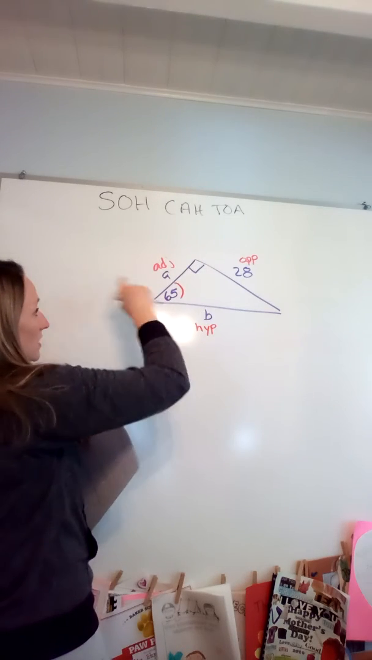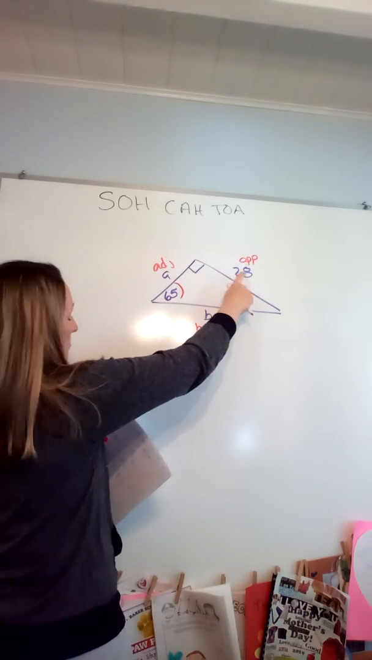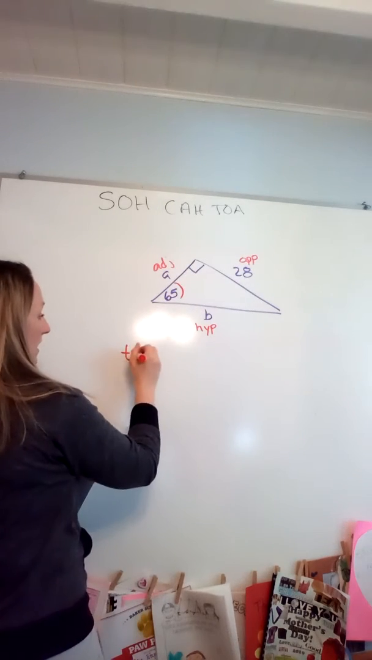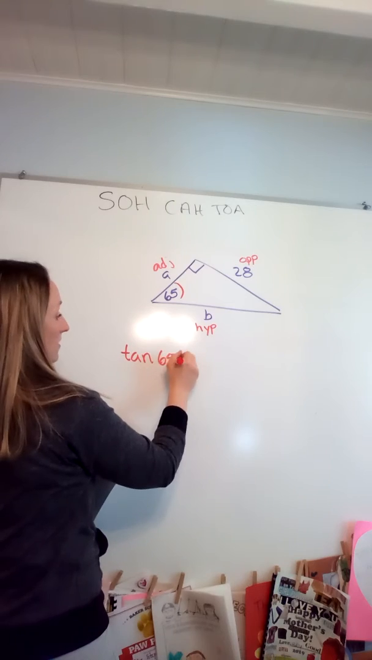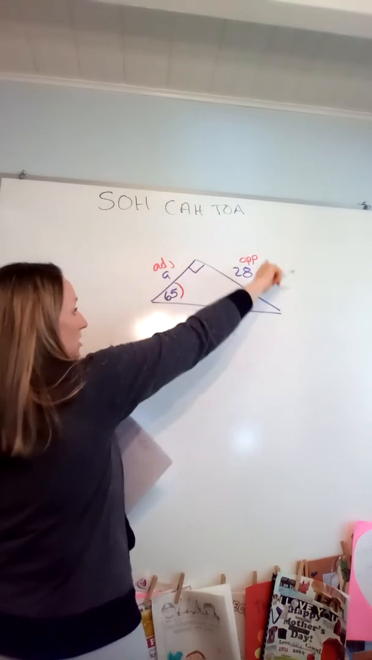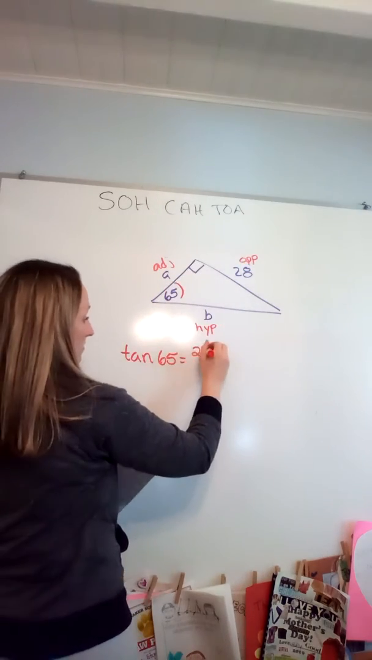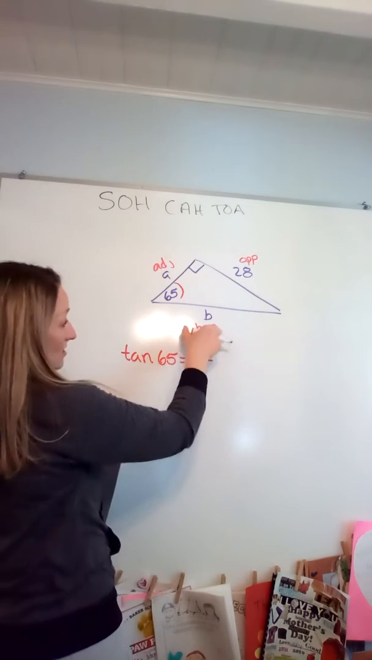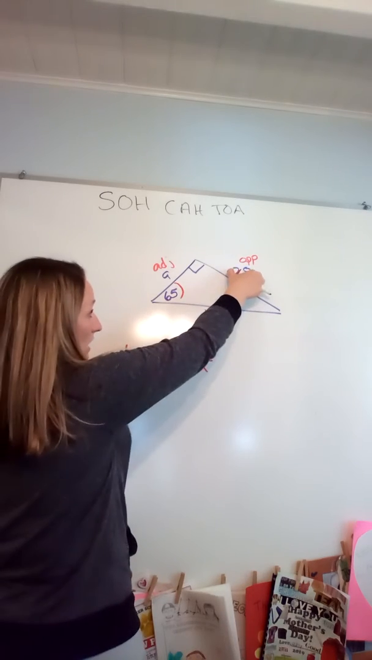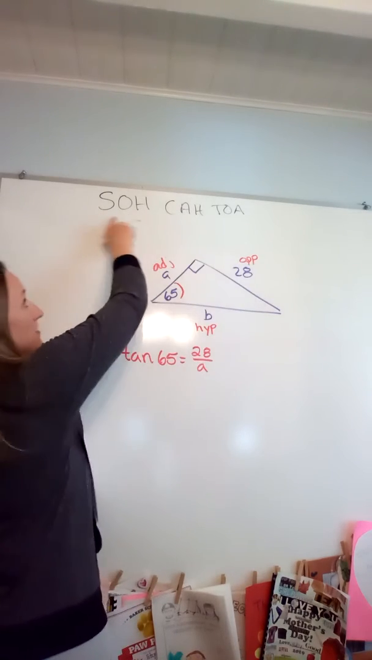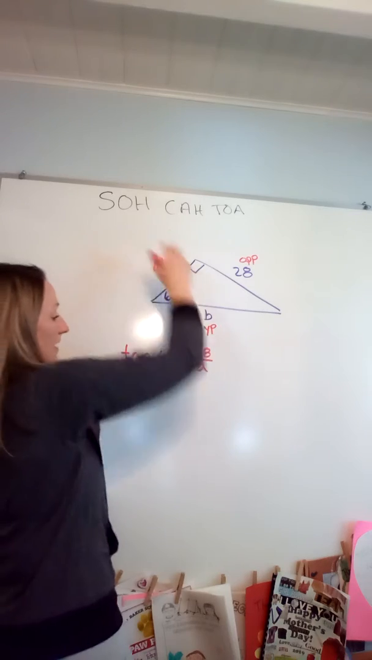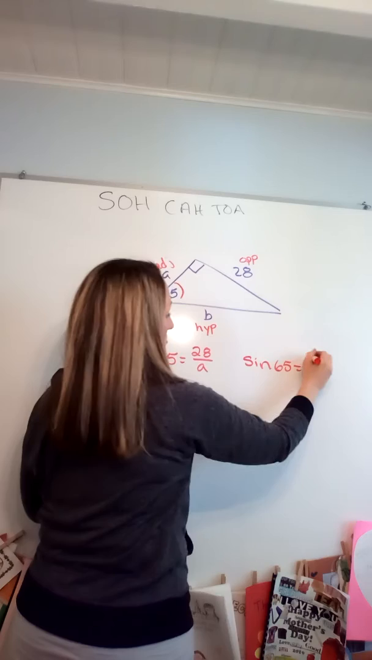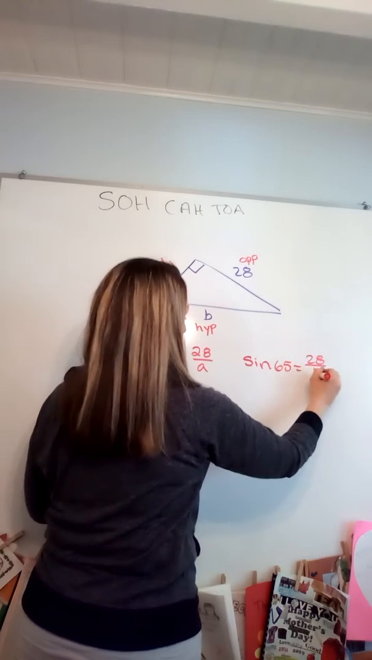I want to solve for the adjacent. I know the hypotenuse, or excuse me, I want to solve for the adjacent. I know the opposite, that's tan. So tan 65 is equal to opposite over adjacent, 28 over A. All right, then I'm going to set up another one to solve for the hypotenuse. I know the opposite. So hypotenuse and opposite is sine. So sine of 65 is equal to 28 over B.